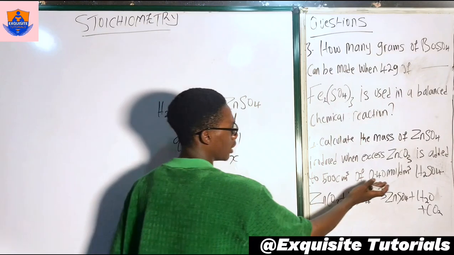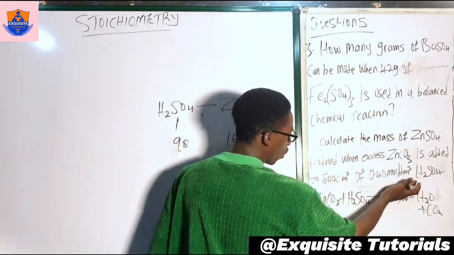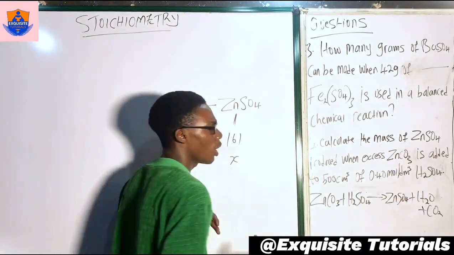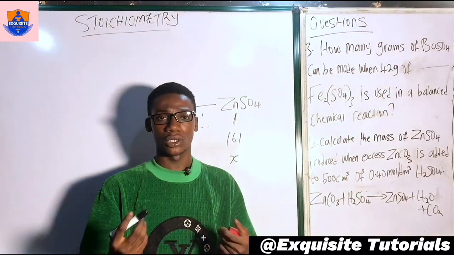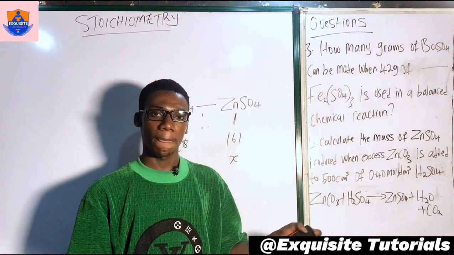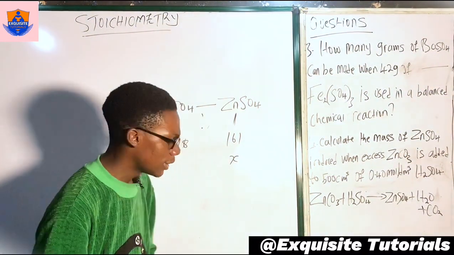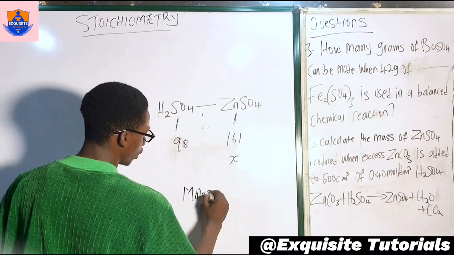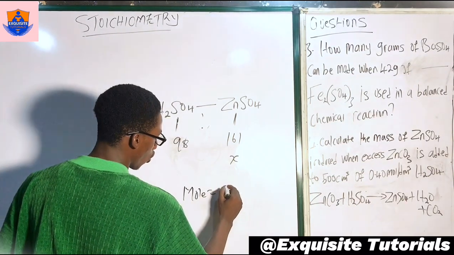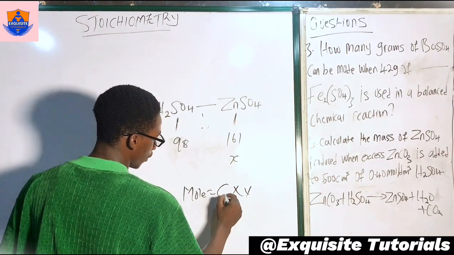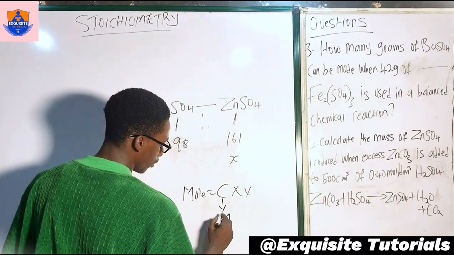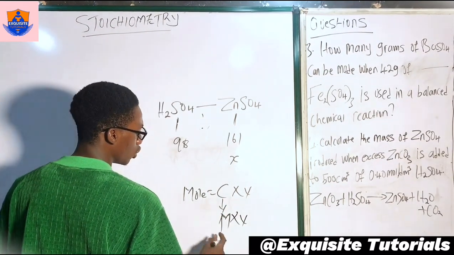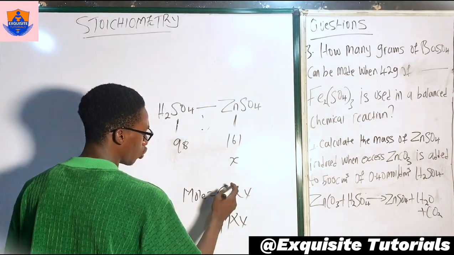Look at this question. The mass of H2SO4 was not given, but what were we given? The volume and the concentration. So now how do we use volume and concentration to solve for mass? Now recall that I told you that mole is equal to concentration times volume. I use M in the beginning of the class. I use M times V, MV. So any of them you choose, they are all concentration.